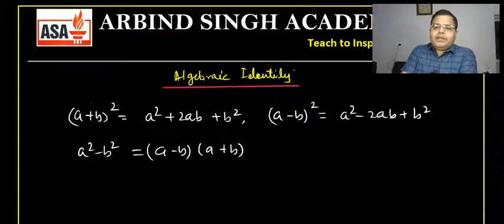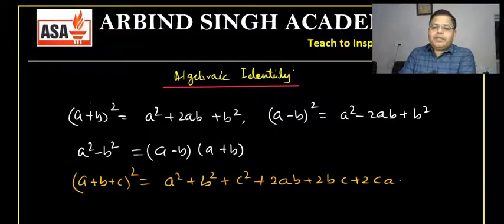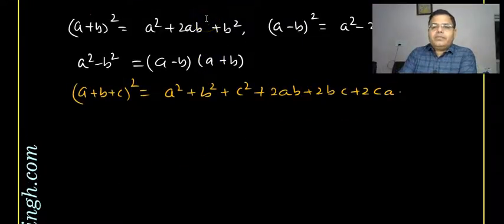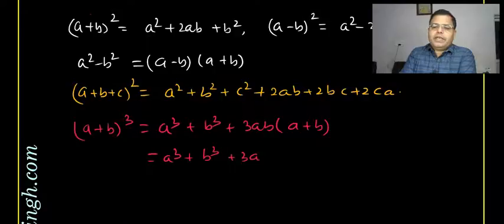it? Now there are some more: (a plus b plus c) whole square is equal to a square plus b square plus c square plus 2ab plus 2bc plus 2ca, right? You can use this one also. Sometimes some other formula is to be used, like (a plus b) whole cube, which is a cube plus b cube plus 3ab(a plus b), or we can write it as a cube plus b cube plus 3a square b plus 3ab square.